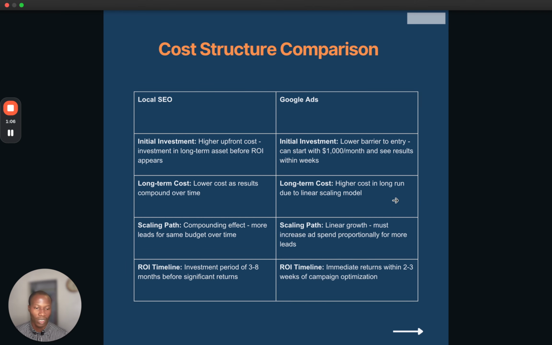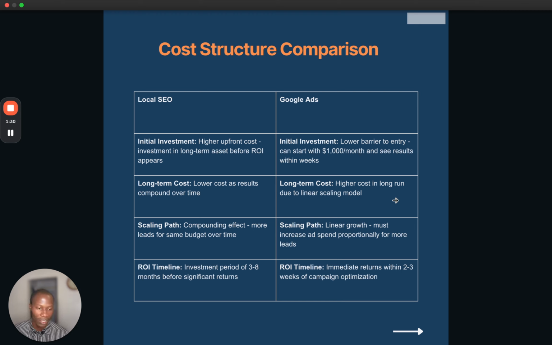So the first thing we're going to be looking at is the cost structure comparison between both of them, local SEO and Google Ads. For local SEO, the initial investment is a higher upfront cost, an investment in long-term assets before you actually see return on investment. So it usually takes anywhere between 3 to 6 to 9 months before you start seeing results. And it's usually costly at the beginning, but it slowly compounds once it starts growing.